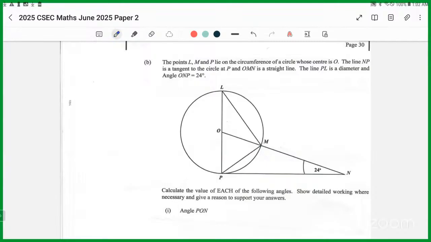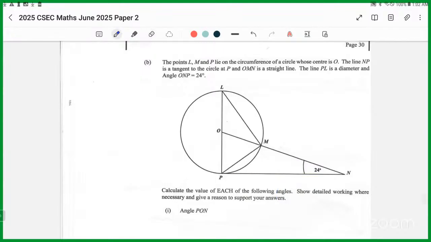It says OMN is a straight line, so this is a right angle triangle. It says the line PL is a diameter. A diameter subtends 90 degrees at the circumference, so this angle is 90. These are basic things you must know. Then this angle down here is 24 degrees.